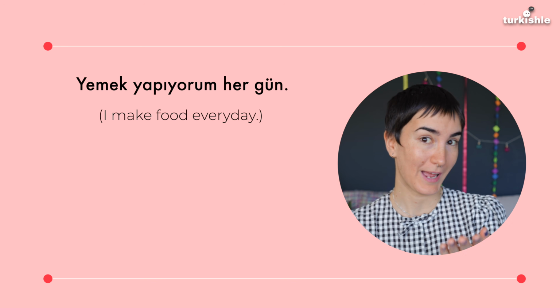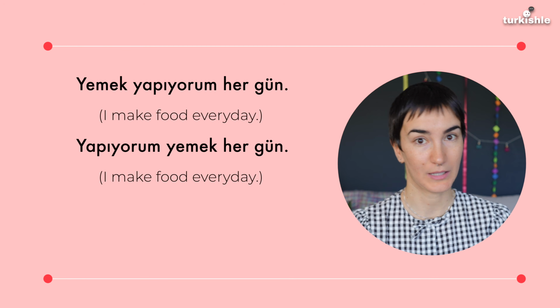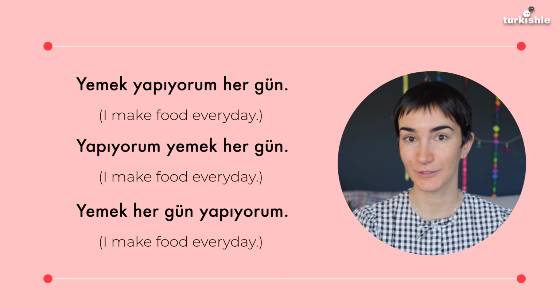This is the most common word order, but as we mentioned, Turkish has a highly flexible word order. So we have some other options which are perfectly fine. Yemek yapıyorum her gün. Yapıyorum yemek her gün. Yemek her gün yapıyorum.